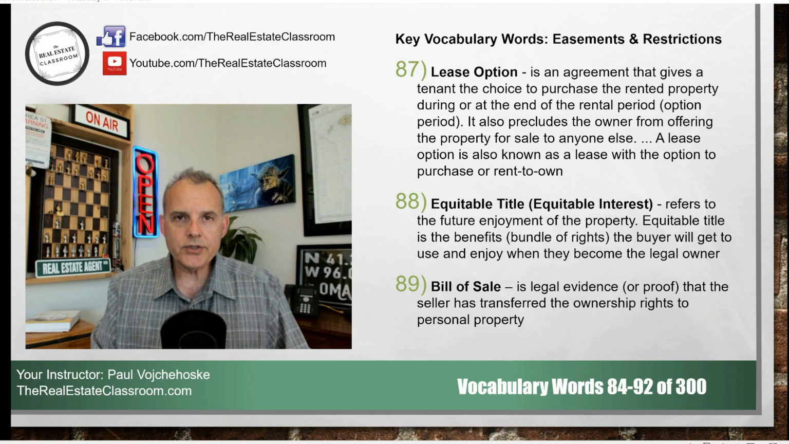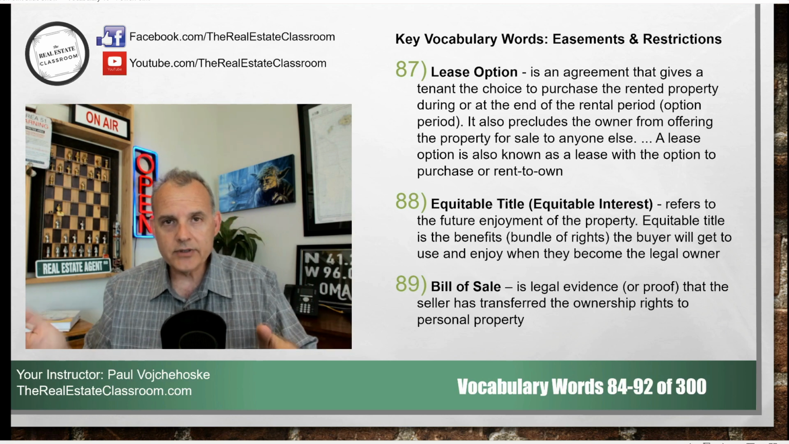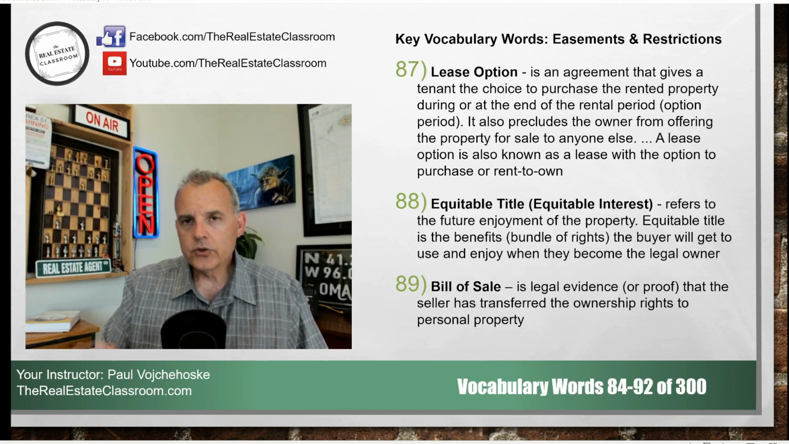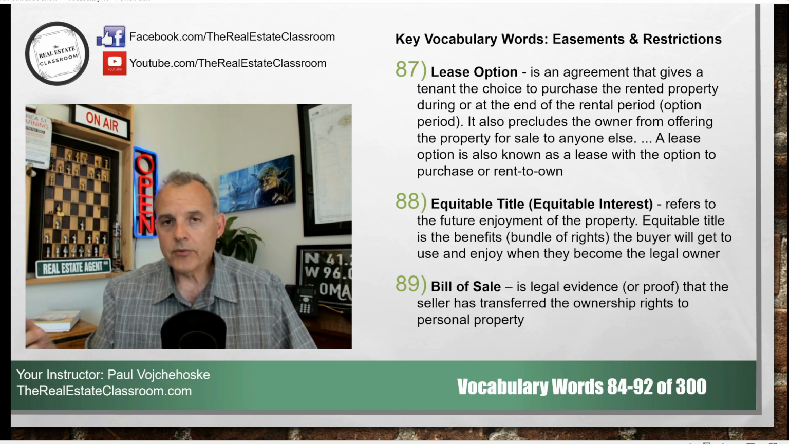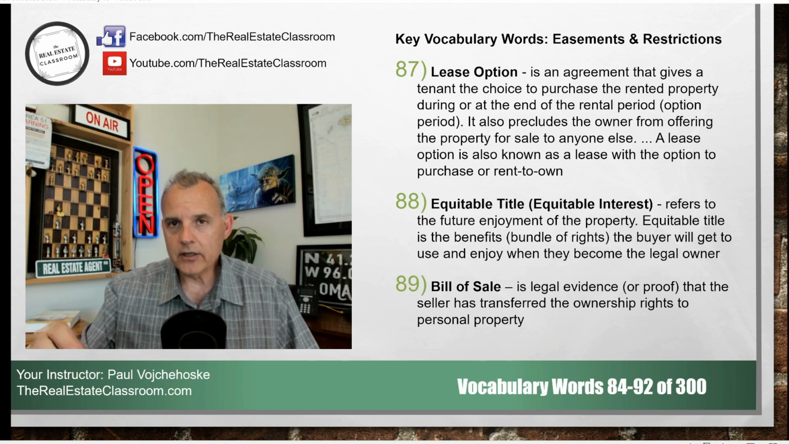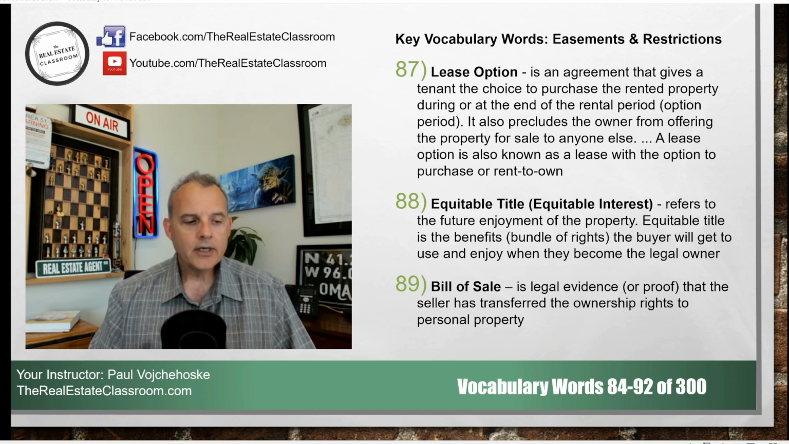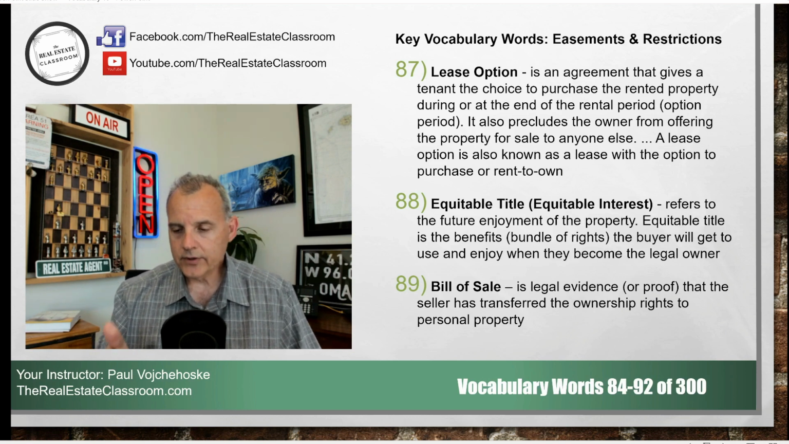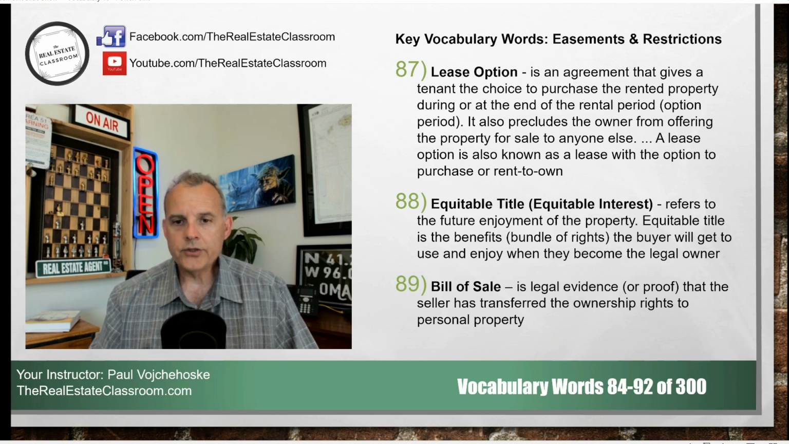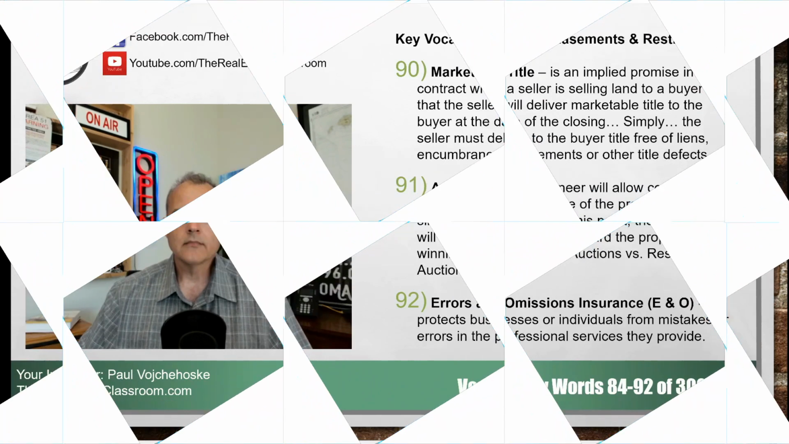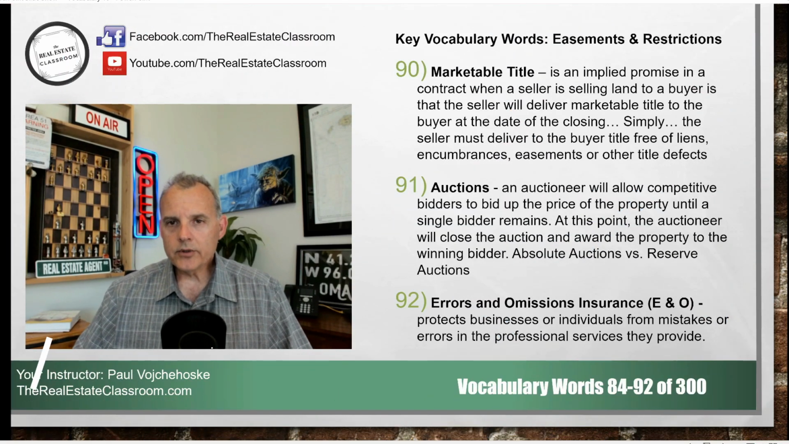So we use a purchase agreement to negotiate the terms of the sale. We use a deed to transfer title of real property at closing, but then we use a bill of sale to transfer the title to that refrigerator from the seller to the buyer. It is the legal evidence or proof that title has been transferred from one party to the other for personal property.